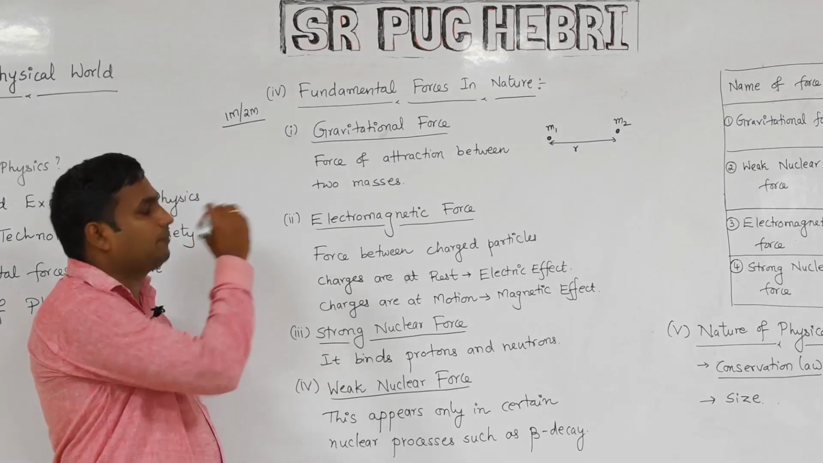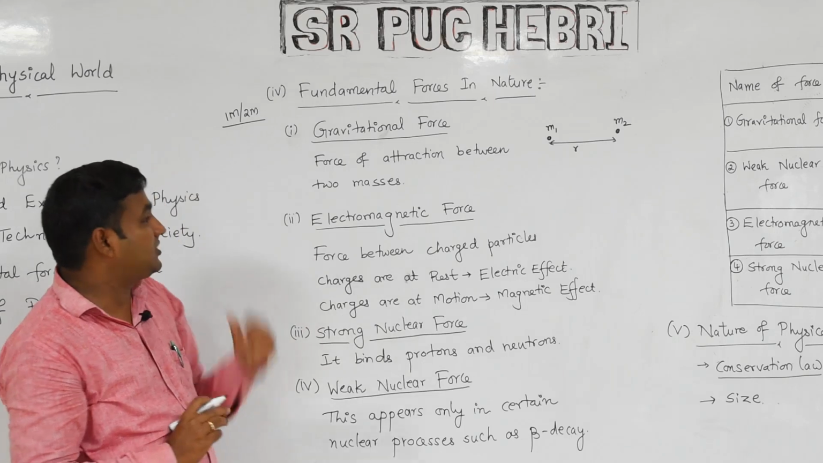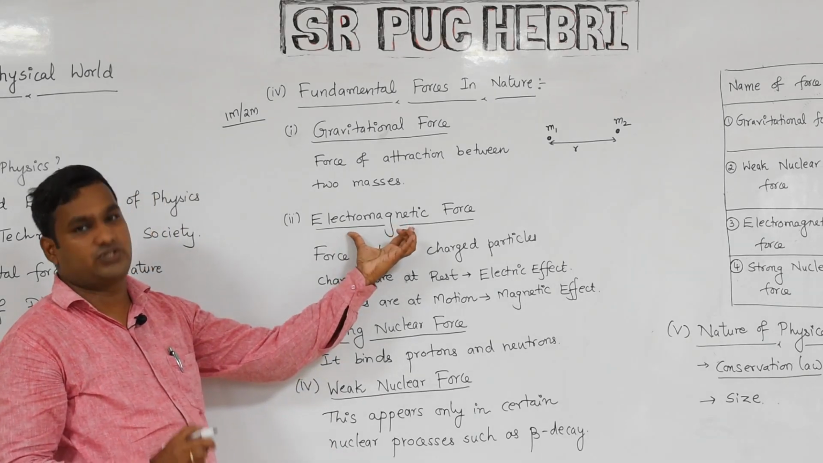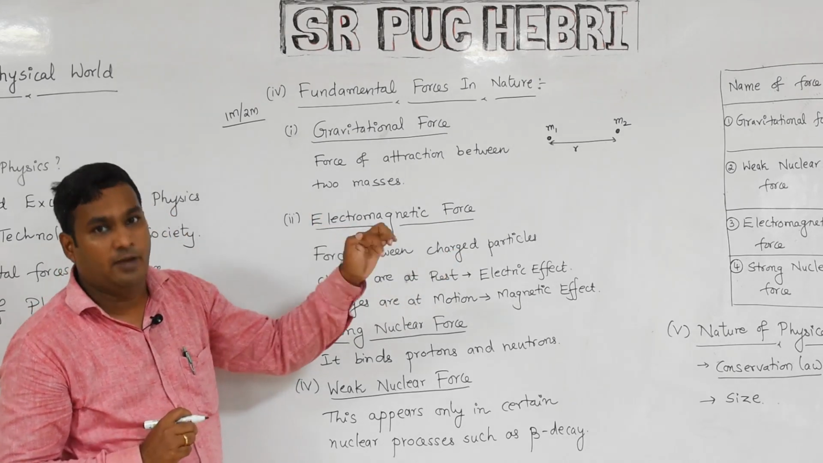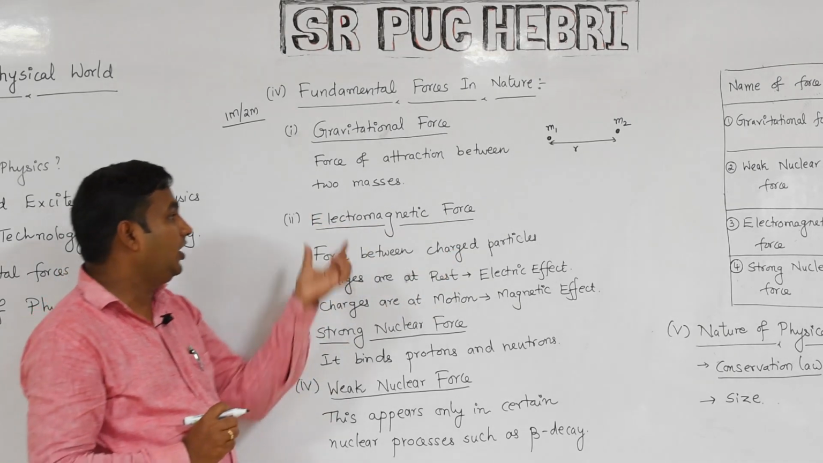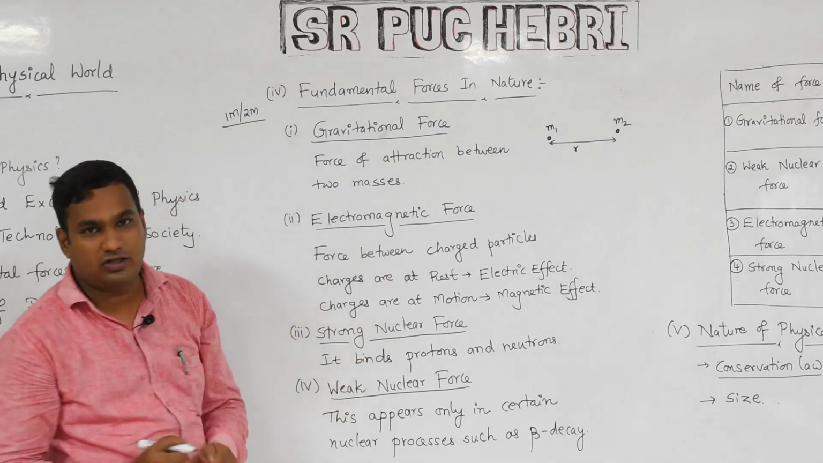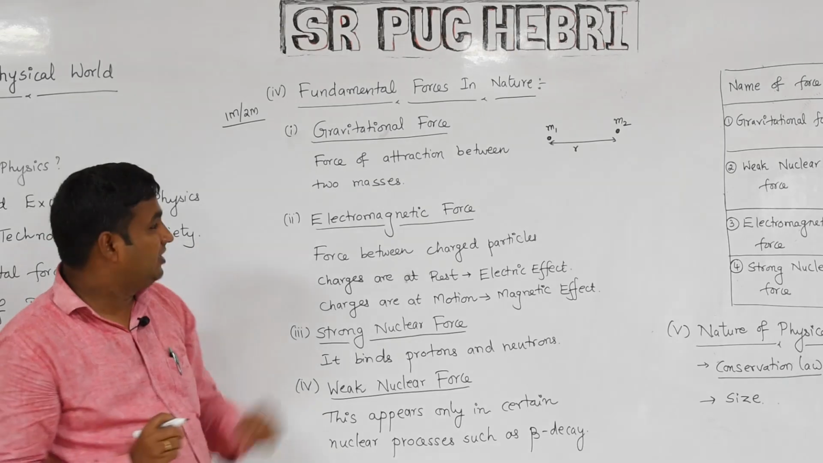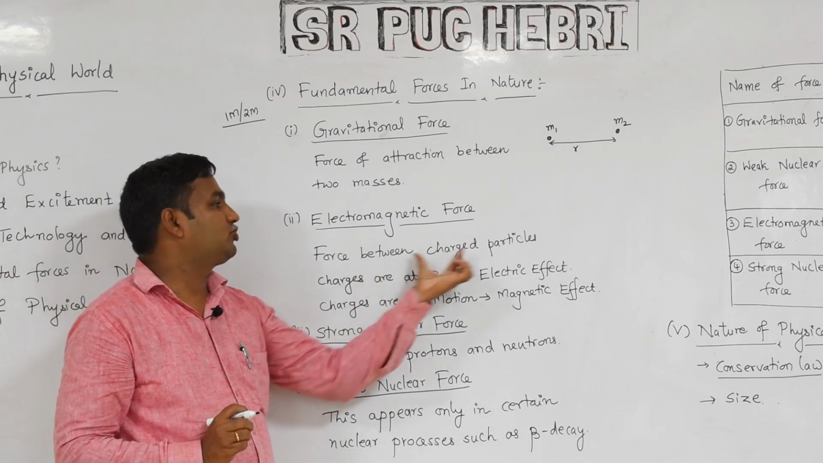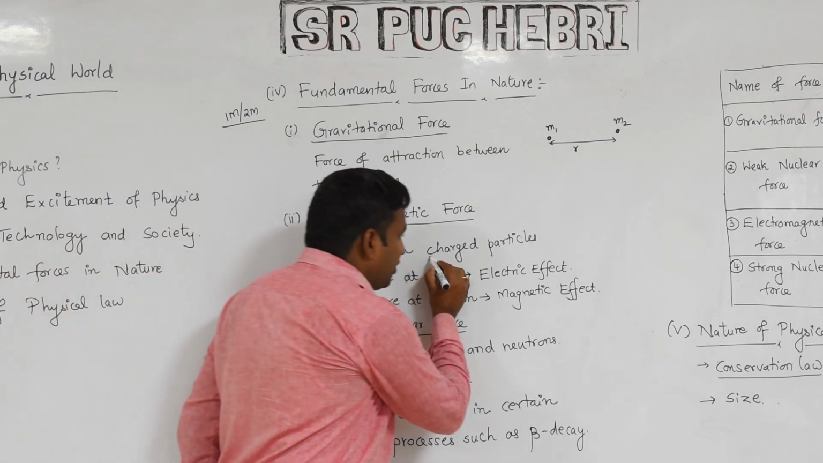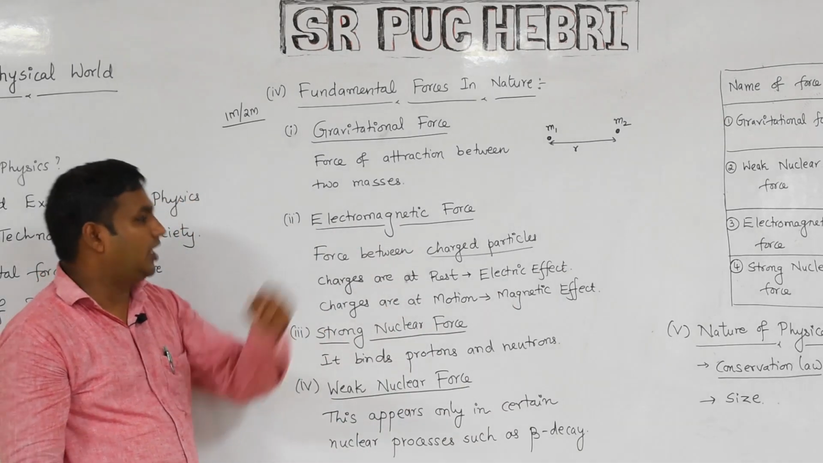The second important fundamental force in nature we call electromagnetic force. The name itself indicates a combination of 2 systems, electric and magnetic, that we call electric effect and magnetic effect. In other words, we can call it electric field and magnetic field together. It provides a force we call electromagnetic force. That electromagnetic force is the force between charged particles. Keep this condition in your mind. Electromagnetic force is the force between charged particles.